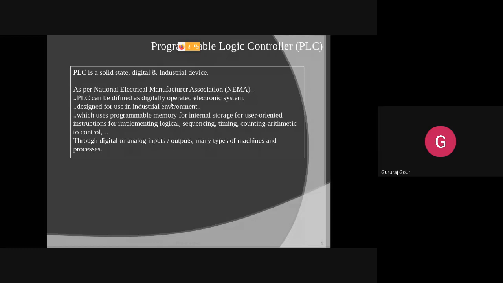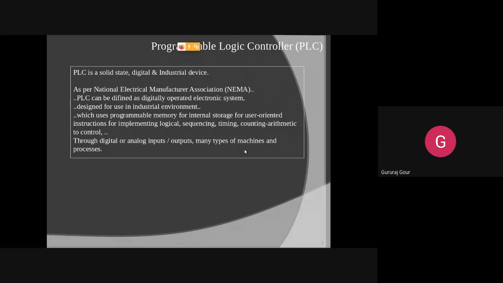So PLC can be defined as a digitally operated electronic system designed for use in industrial environment, which uses programmable memory for internal storage of user oriented instructions. We are going to store instructions there. For which purpose are we using instructions? For implementing logical sequencing, timing or counting arithmetic to control some operations. So through digital or analog IOs, inputs or outputs, many types of machines and processes can be easily controlled by adopting this PLC. So this is what we mean by PLC.